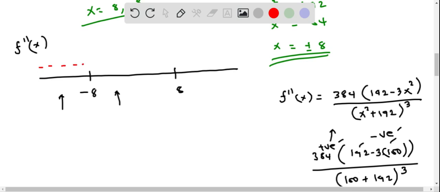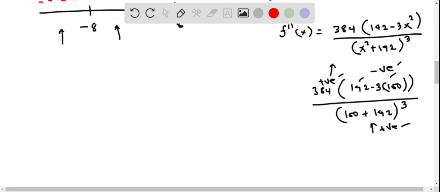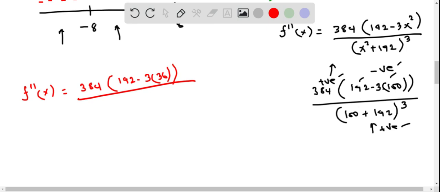And now let's take some random values to the right of negative 8. So I'm going to take negative 6, and we will plug that into the second derivative. And so when we do that, we get f double prime of x. Plugging negative 6, we get 192 minus 3 times negative 6 squared is 36. This is over, once again, this is positive 36 plus 192 cube.